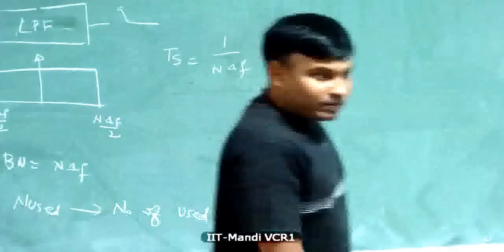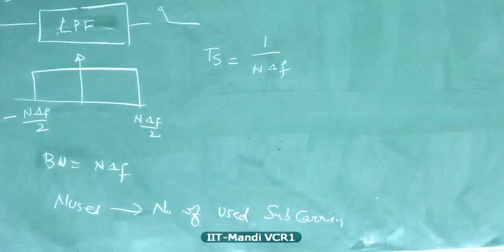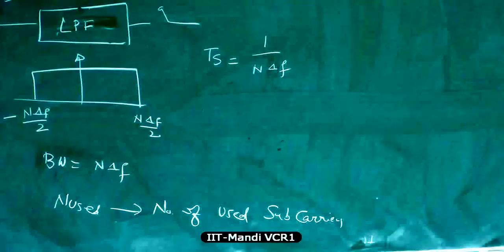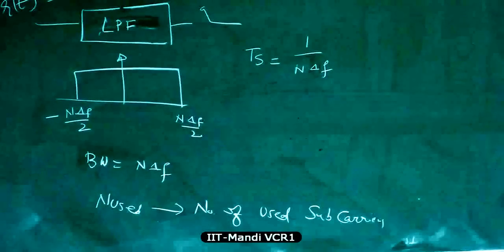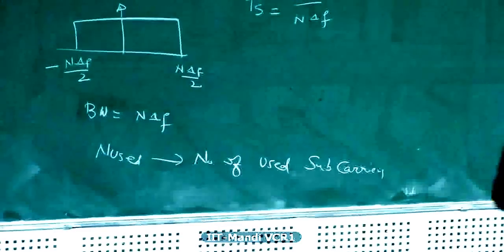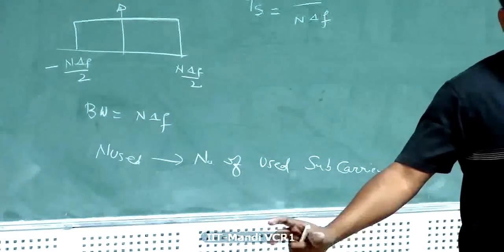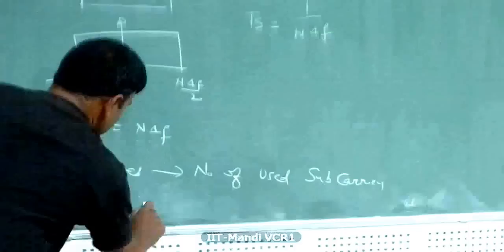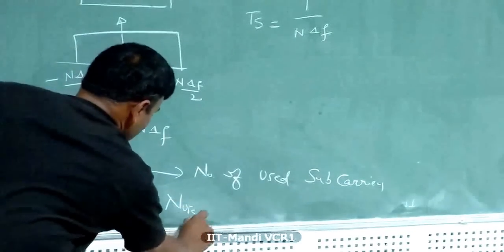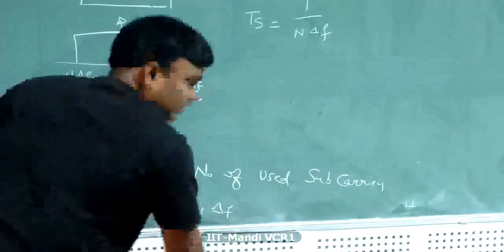So what would be the effective bandwidth of this system? We will call it the effective bandwidth, N used multiplied by delta f. Your intention is to operate within a bandwidth of N used multiplied by delta f. So the effective bandwidth is equal to N used multiplied by delta f.